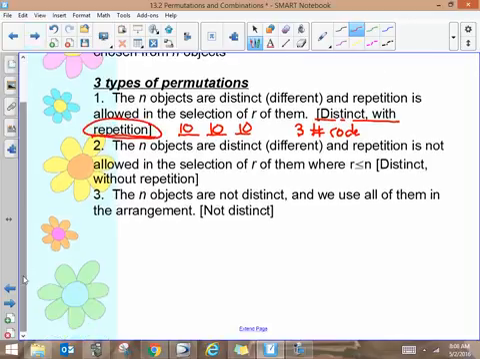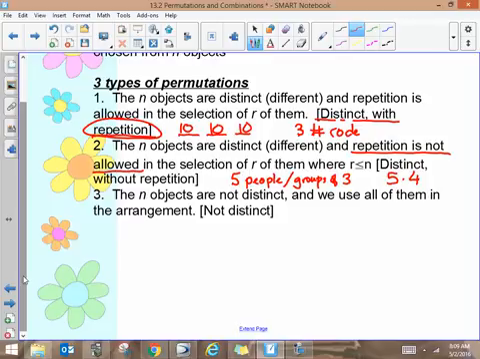Number 2, the n objects are distinct, again they're different, but this time repetition is not allowed. So this would be like I've got 5 people, and I want to figure out how many groups of 3 I could make. Once I've used Holly, I can't use her again, so she cannot be repeated. I've got 5 choices for the first one, now I'm down to 4 because Holly's out. Now Emma's out, so I'm down to 3 people to choose from. So repetition is not allowed.